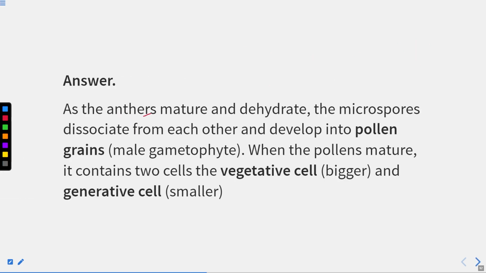Now, as the anther matures and dehydrates, the microspores dissociate from each other and develop into pollen grains. And pollen grains are also known as the male gametophyte. Now, when the pollen matures, it contains 2 cells. One is the vegetative cell, another one is the generative cell. So vegetative cell is bigger and generative cell is smaller. Okay, this is clear.